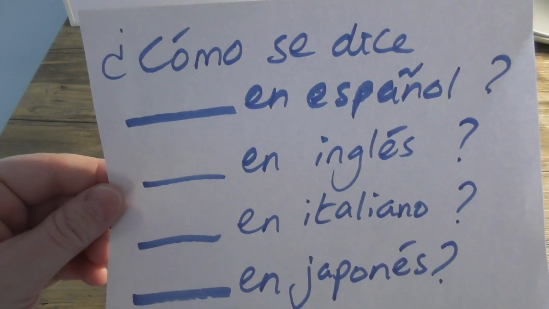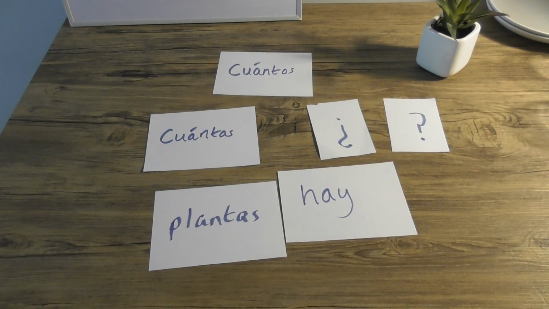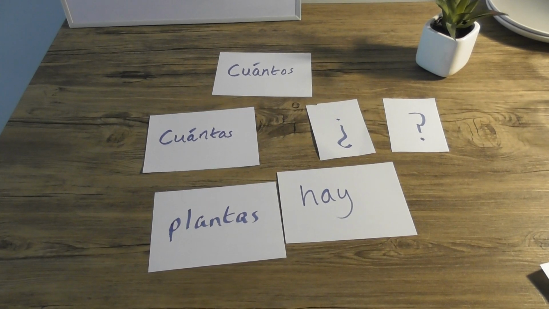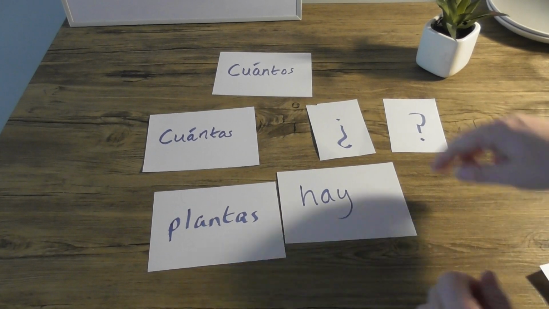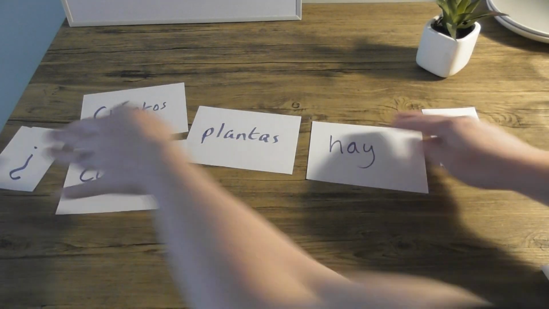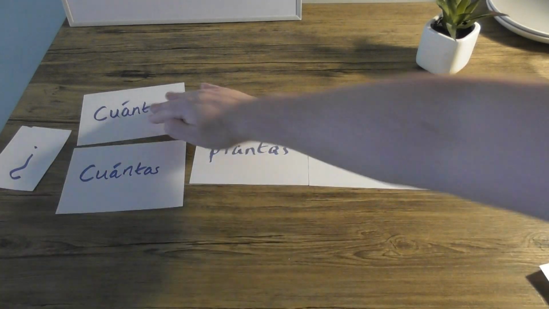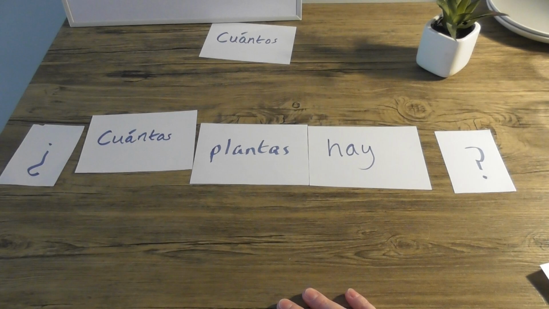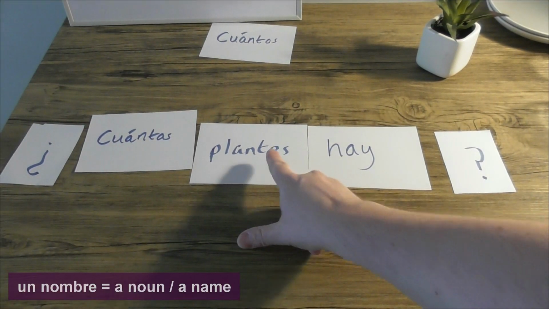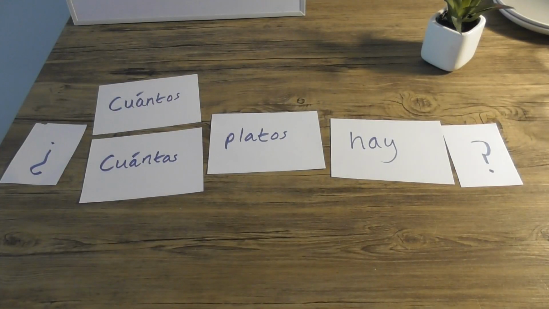¿Cómo se dice en español? How many plants are there? Bueno. ¿Cuántos o cuántas plantas hay? ¿Cuántas? ¿Por qué? Porque plantas es un nombre femenino y plural. ¿Cuántas plantas hay? ¿Y cómo se dice en español?